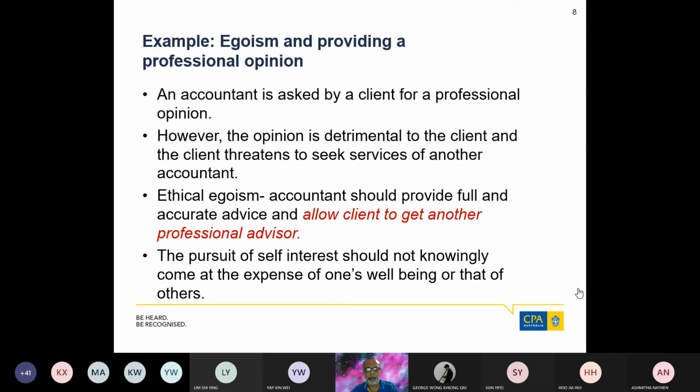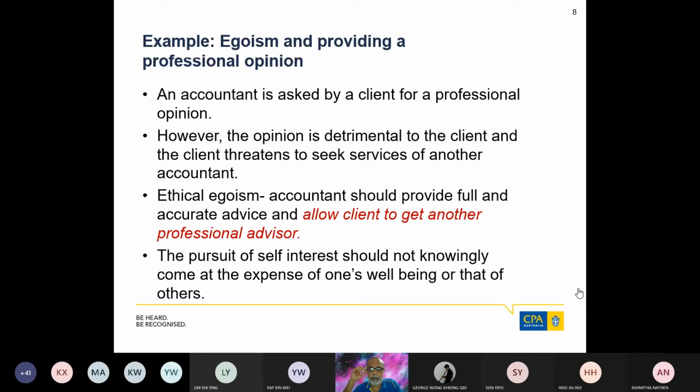So pursuit of self-interest should not knowingly come at the expense of one's well-being or that of others. So this is what we mean by you should never put your, in this example just now, if I put my self-interest first, I'm only interested in the money, in the fees. I do whatever the client asks me to do, knowing full well that it's against the accounting standards, it's against the code of ethics, this is against the best practice, professional best practice, because I want to keep this client, I want to keep this fee, I want to keep this income. That means you are putting your self-interest first.